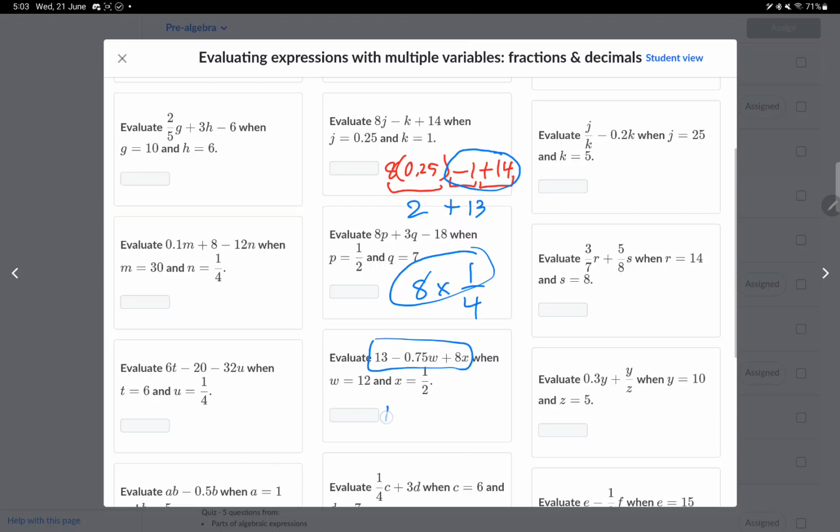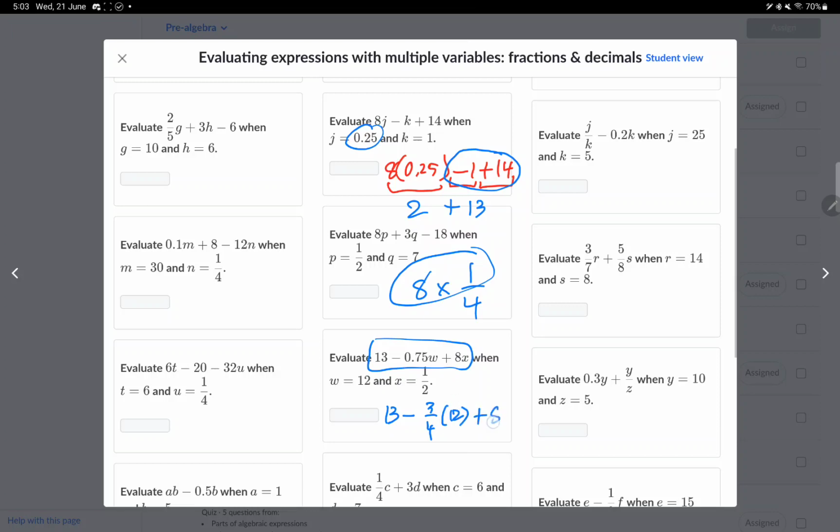Okay, another example would be this one here: 13 minus that. Now, when I substitute the values in, 0.75 is what fraction, Evelyn? Actually, I don't even know. 0.75, Alvina, what's the fraction? 3 over 4, yes. Because 0.25 is 1 over 4. When you add that 3 times, it's 0.75, because 0.25, 0.50, 0.75. So that's 3 over 4 times W, which is 12, so I write it that way.